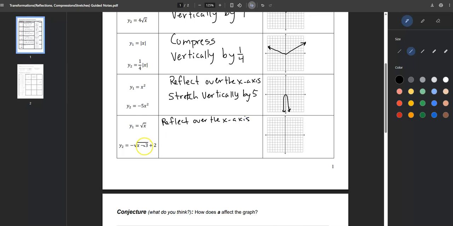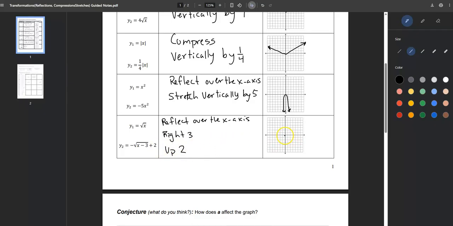Okay. I've got, now it's -3. If you guys remember, inside moves it right and left from day 2. So this would move it to the right 3, because remember, inside's always the opposite. And then the +2 is moving it up or down. Hopefully you guys said in your mind it's moving it up, and it's moving it up too.